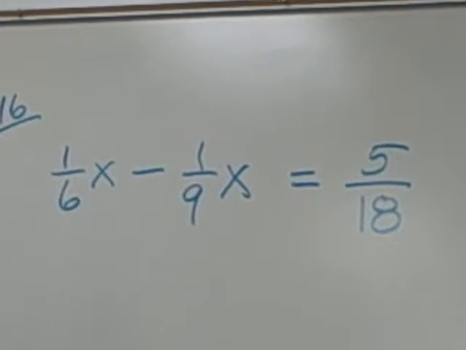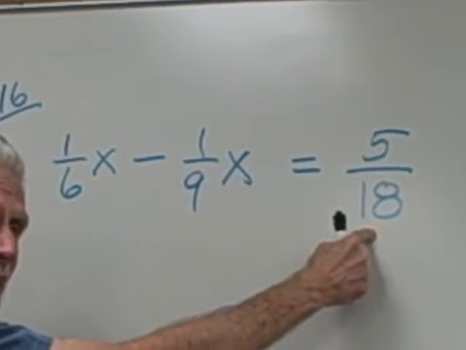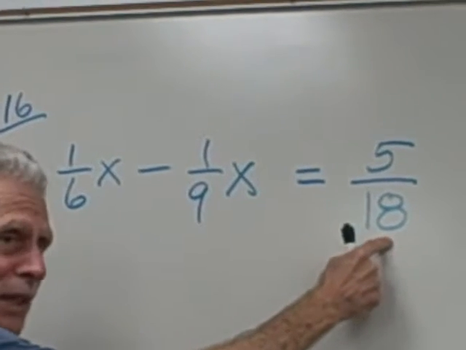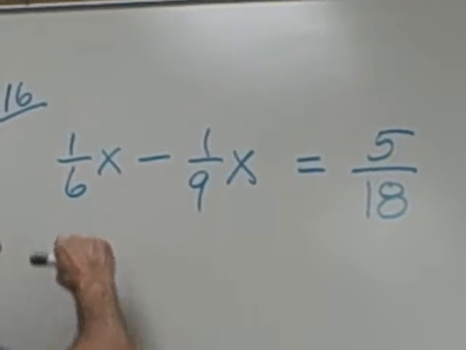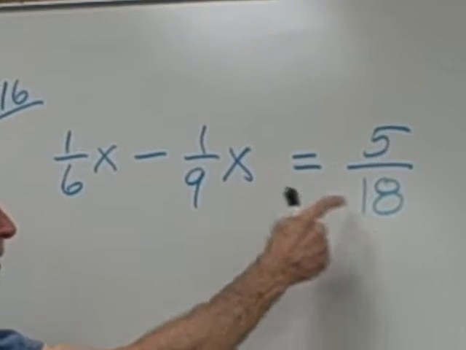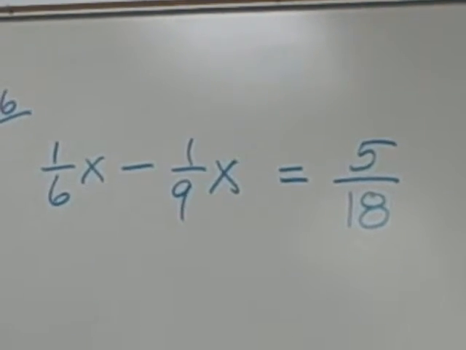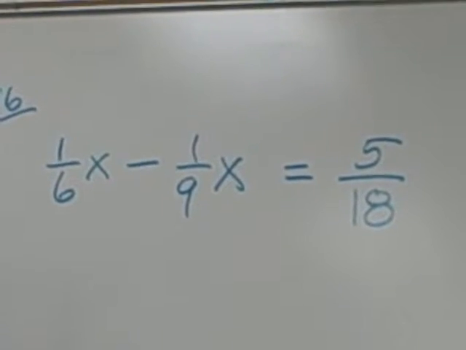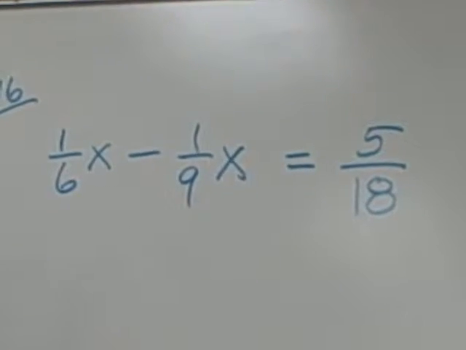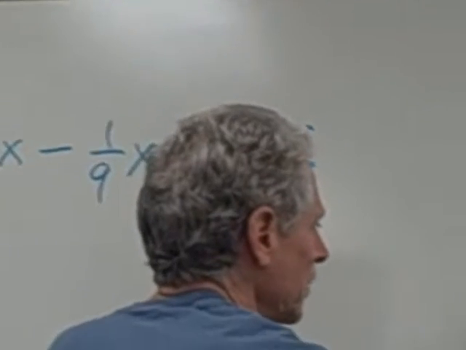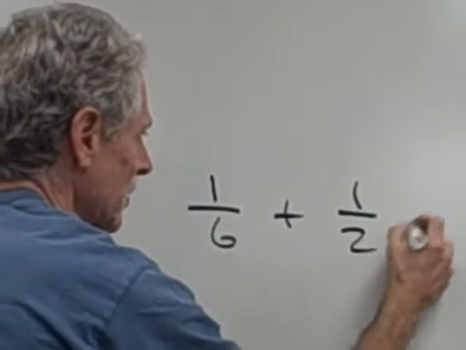The way you get the LCM is you pick the biggest denominator. Isn't this the biggest one? 18, 9, and 6. And you say to yourself, do every one of these denominators divide into 18? Yes. So 18 is the LCM.